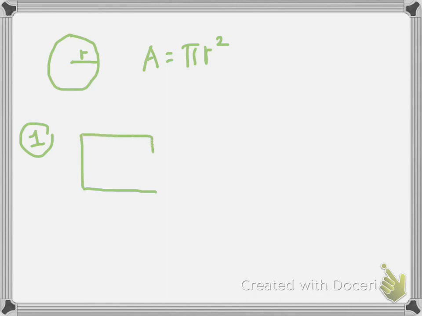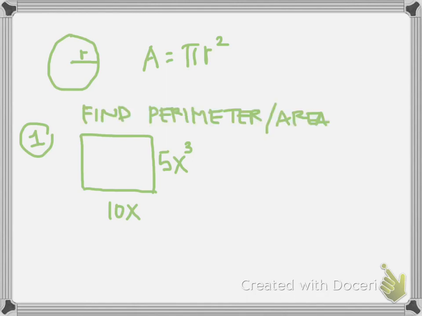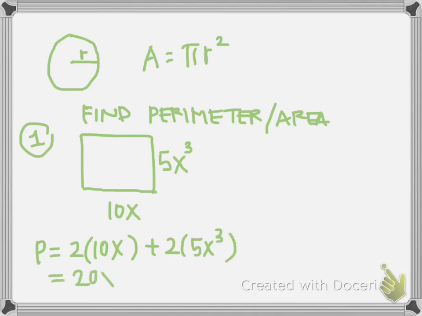Okay? So if I had this figure here, and I wanted, okay, so if I have this rectangle and I wanted to find the perimeter and the area, okay, the perimeter, remember, we'll add up all the sides, okay, so it'll be 2 times your length plus 2 times your width. Okay, so 2 times 10x would be a 20x, and 2 times 5x cubed would be a 10x cubed. You can't combine those, so that would be my perimeter.